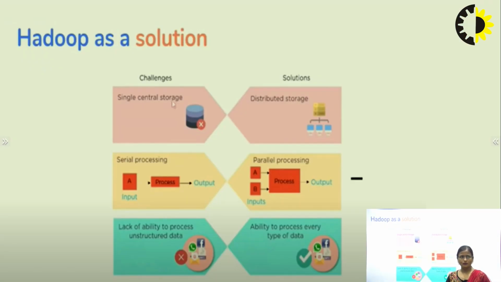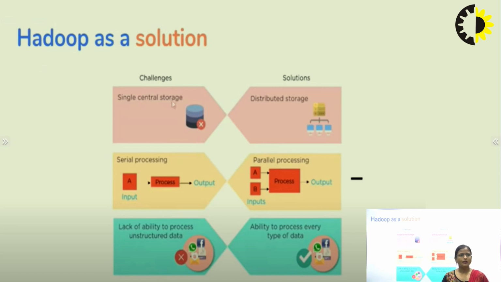Then Hadoop as a solution, because the challenges in a centralized file system are, first one is single central storage. Because there is a single central storage, it is very difficult to overcome if any fault occurs. And the solution given by Hadoop is distributed storage. Then second is serial processing. In a centralized file system, there is serial processing because all the data is stored at a central level, that means at a single server. But in Hadoop, the data is in a distributed environment, so that is why parallel processing is allowed.